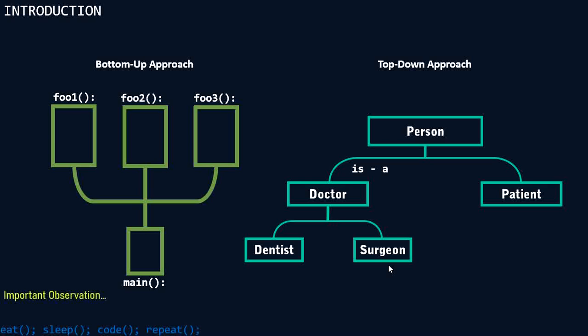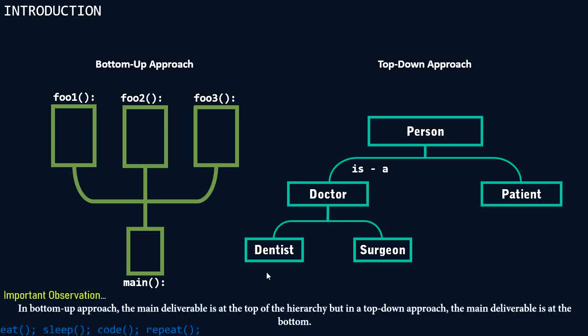Yes, so these are two types of approaches. The observation here is that in the bottom-up approach, the main derivable, whatever we want to derive, is at the top of the hierarchy. But in the top-down approach, the main derivables are at the bottom. Whatever we want to focus on is at the bottom in top-down.